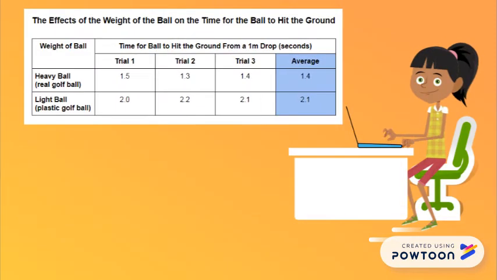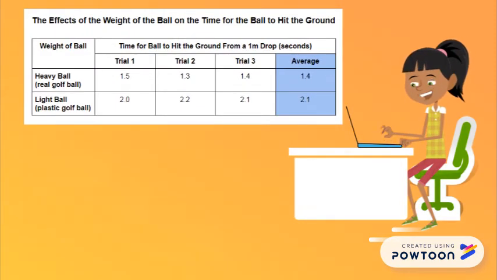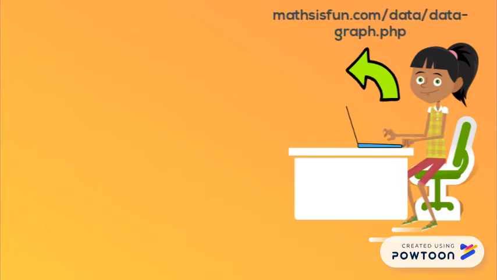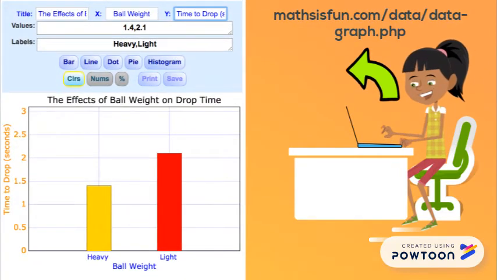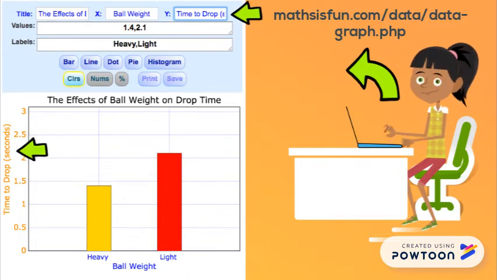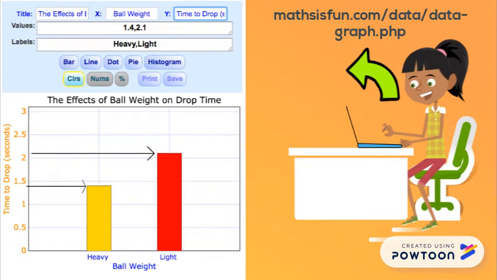Now that we know the story of our data table, we can make a bar graph to compare the control group to the experimental group. Just go to mathisfun.com, type in the title and watch it appear. Type in your x-axis label and watch it appear. Same with the y. Type in your values and watch them create your bars. Type in your labels to label your bars.